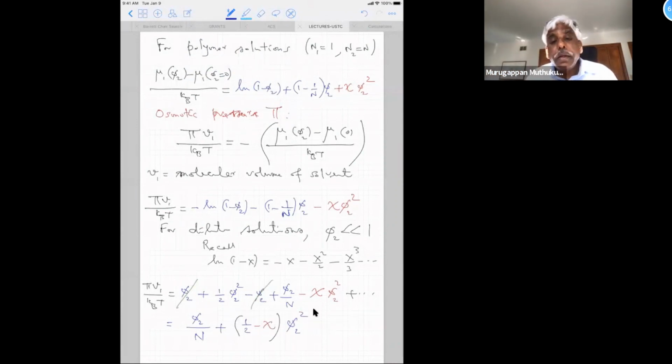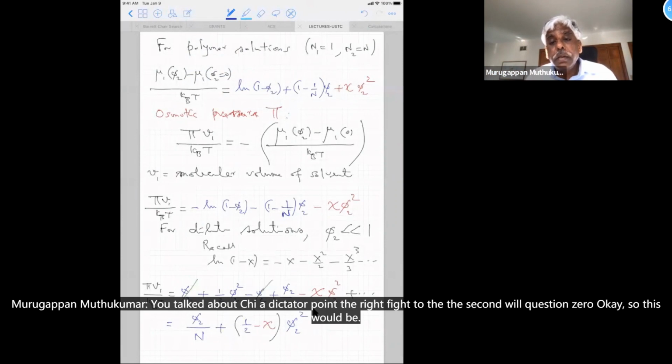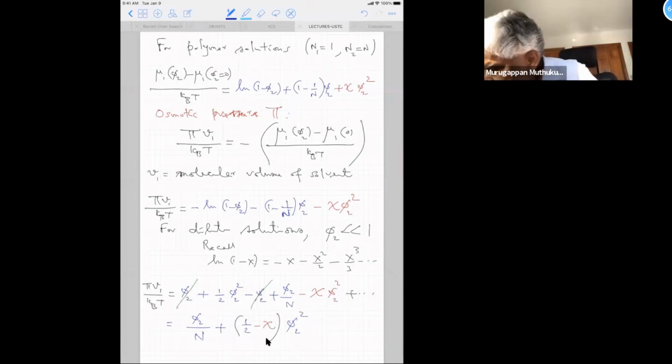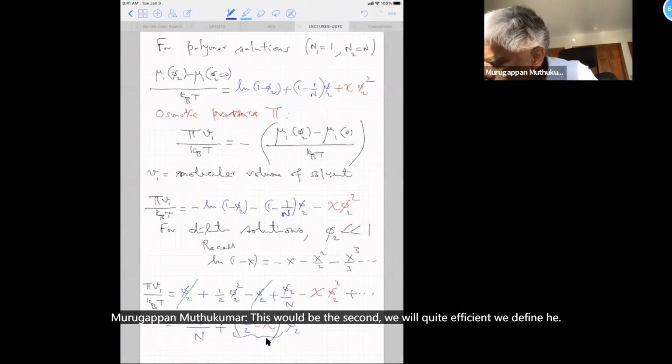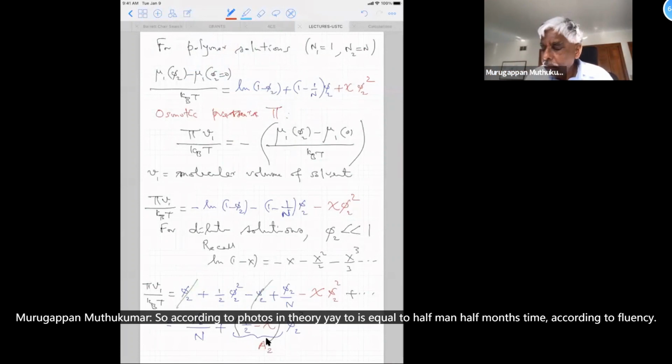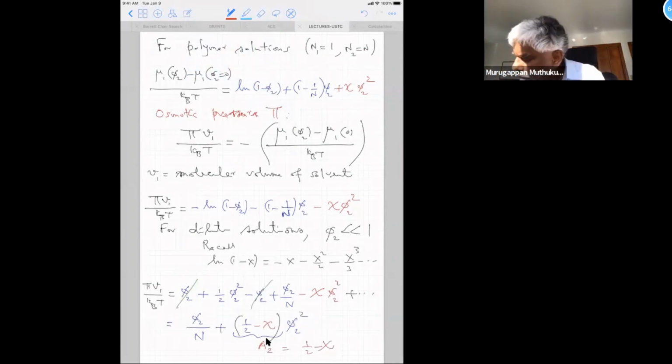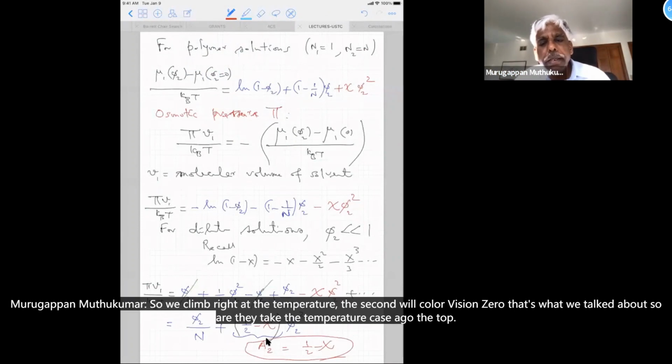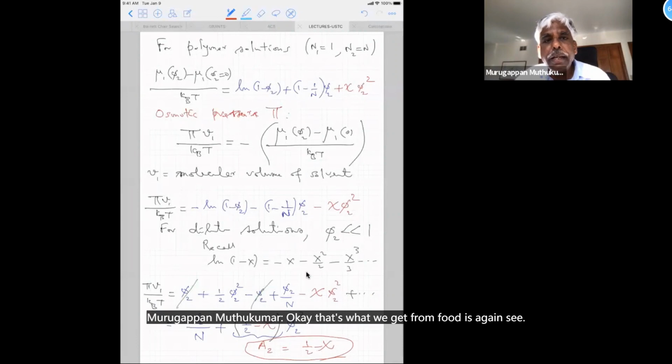So this is where you talked about chi at the theta point, right? Phi 2, the second virial coefficient is 0. Okay, so this would be the second virial coefficient we define A2. So according to Flory-Huggins theory, A2 is equal to half minus chi. So we claim, right, at the theta temperature, the second virial coefficient is 0. That's what we talked about. So at the theta temperature, chi is equal to half. Okay, that's what we get from Flory-Huggins theory.